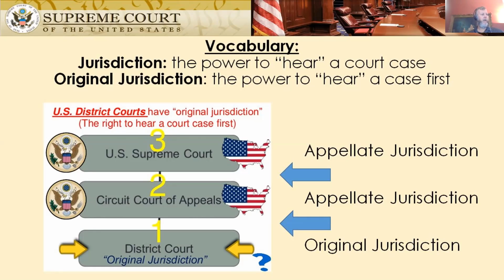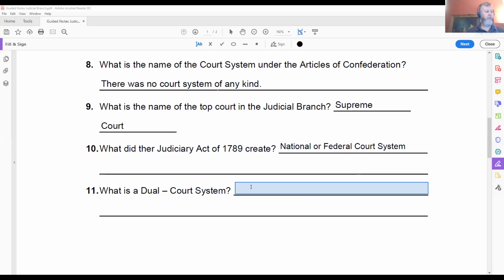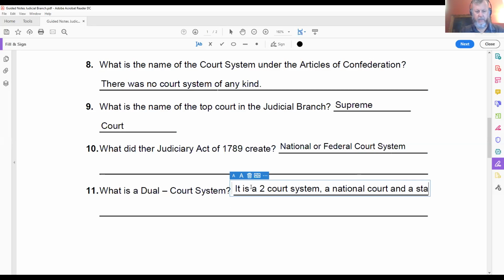Now, let's go back to our guided notes and let's fill out what is a dual court system. Well, it is a 2-court system, comma, a national court and a state court. All right, so there we go. 2-court system, but this is what the important part is. You must know that it's both a national court and a state court system.